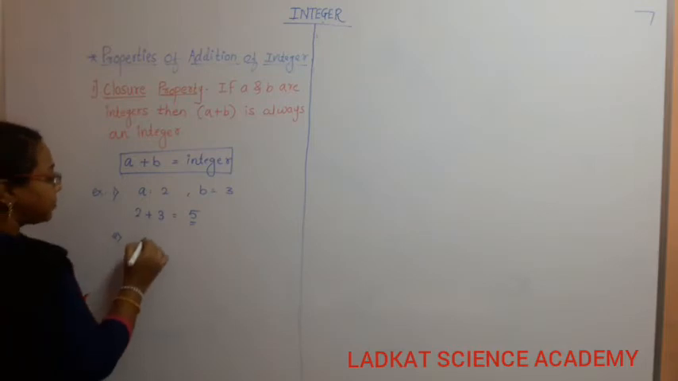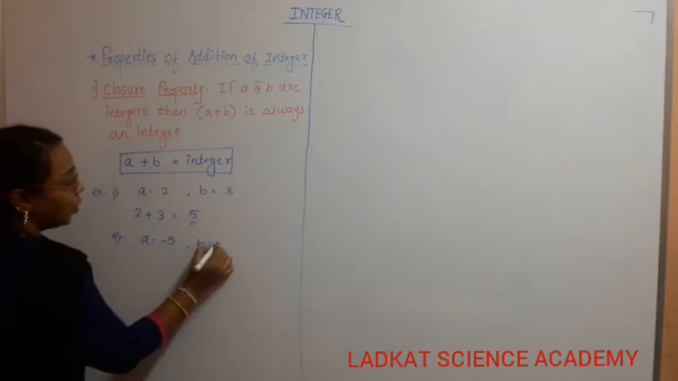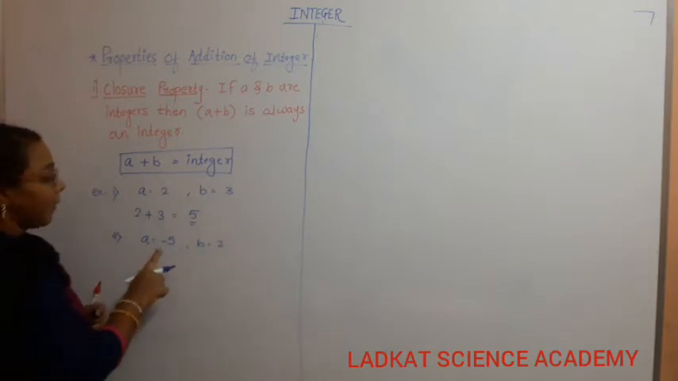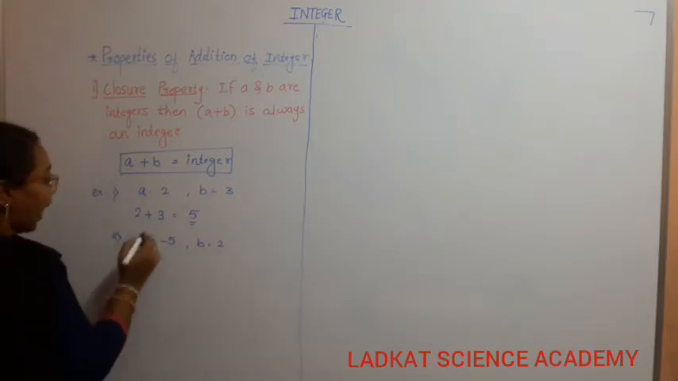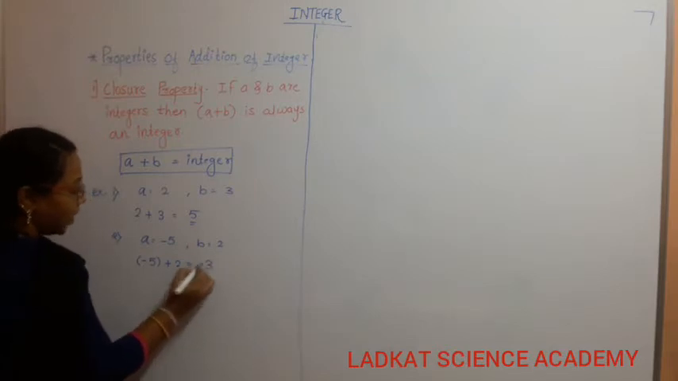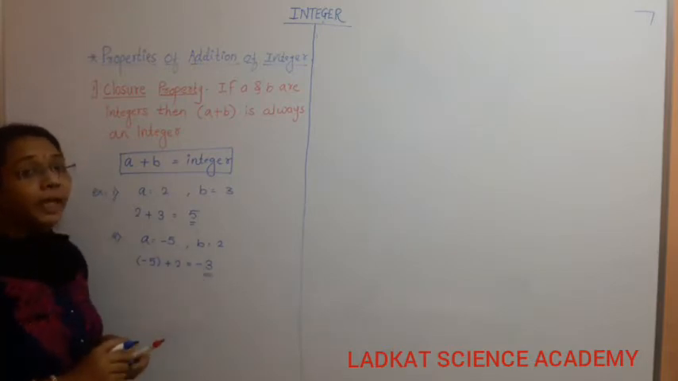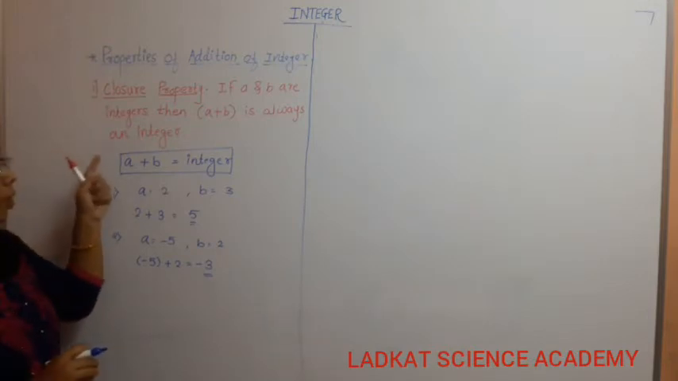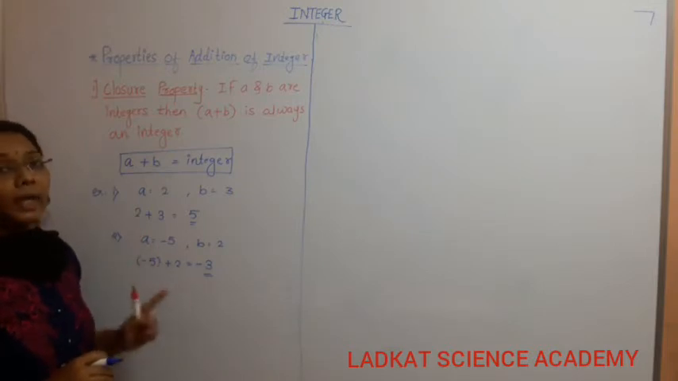Second example, that is A is equal to minus 5 and B is equal to plus 2. Means we will take here a negative integer and a positive integer. Then addition of these both, minus 5 plus 2, we do the subtraction and take the sign of the bigger number, that is the minus, so we get negative 3. This minus 3 is also one type of negative integer. So this closure property proves that the sum of any two integers is always an integer.